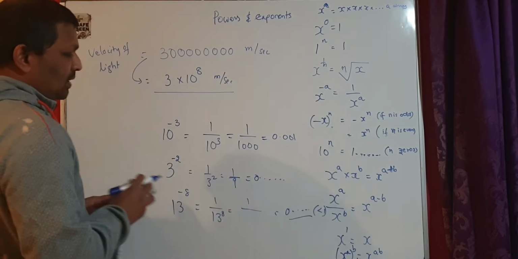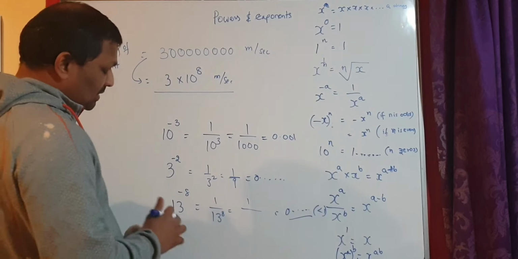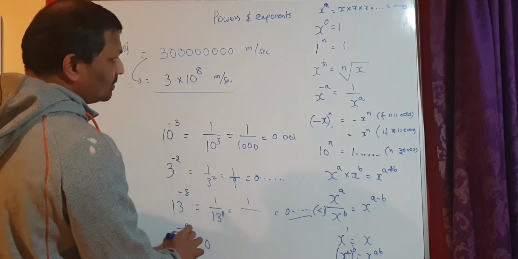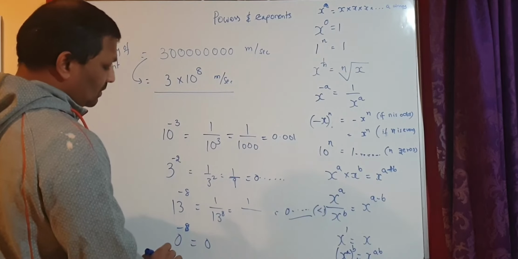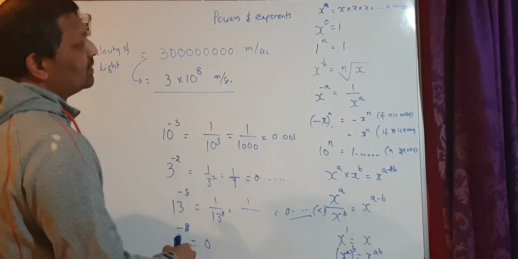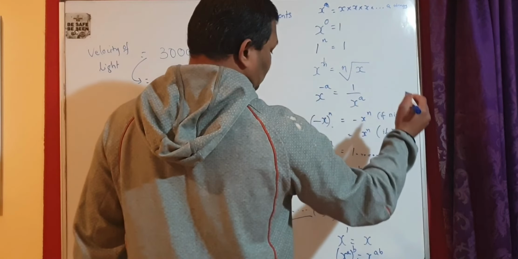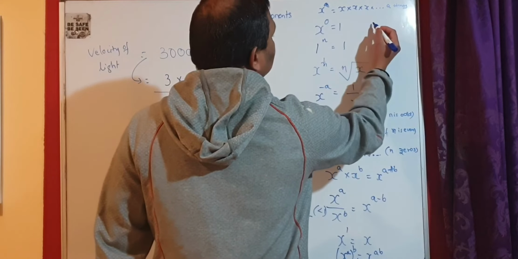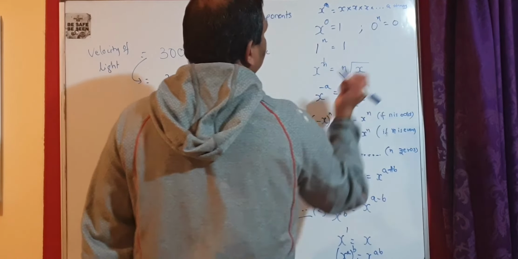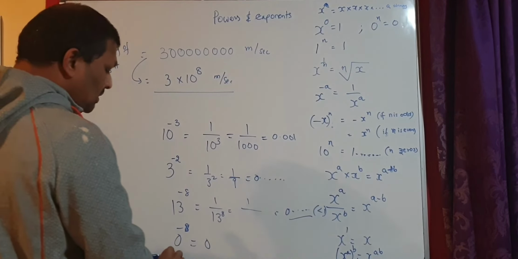Okay, and so for any positive number, 1 and 0 are the exceptions. For example, 0 to the power of minus 8, you'll get a 0. So this is also another form that we can put in somewhere here. So 0 to the power of n is equal to 0. Okay, 0 is an exception here, and 1 is also an exception.